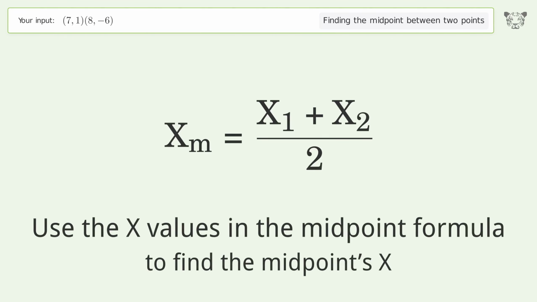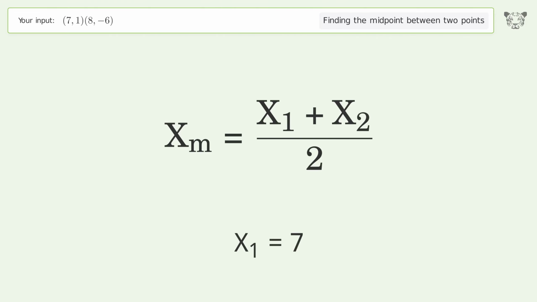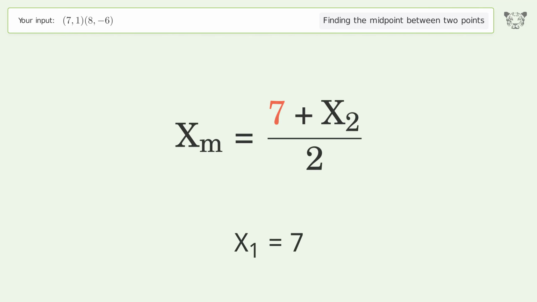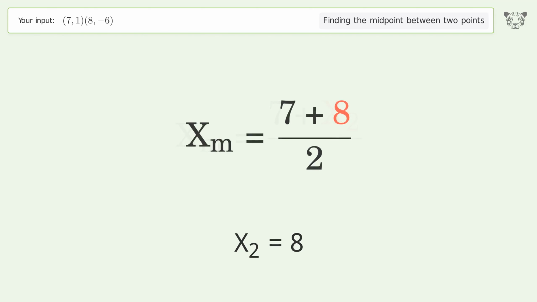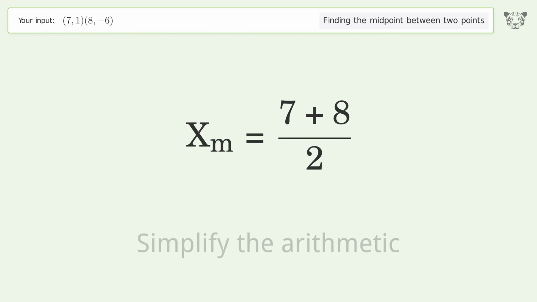Use the x values in the midpoint formula to find the midpoint's x. x1 equals 7. x2 equals 8. Simplify the arithmetic.